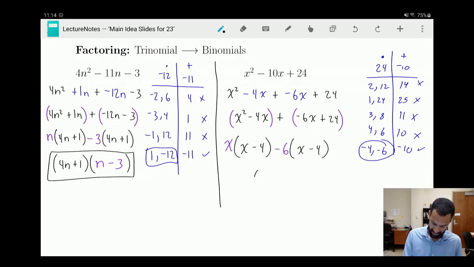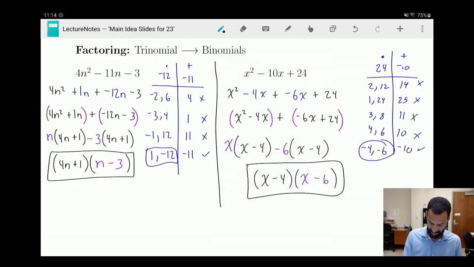If your parentheses match, it's a common factor, so you can pull it out of this giant expression here. Once I take the x minus 4 out of this one, I'm left with x. And once I take the x minus 4 away from this one, I'm left with -6. So we have x minus 4, x minus 6.